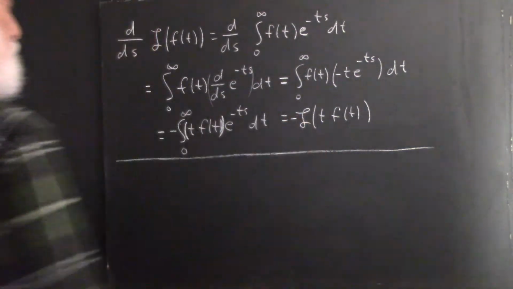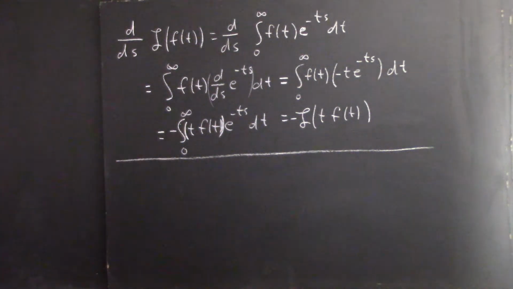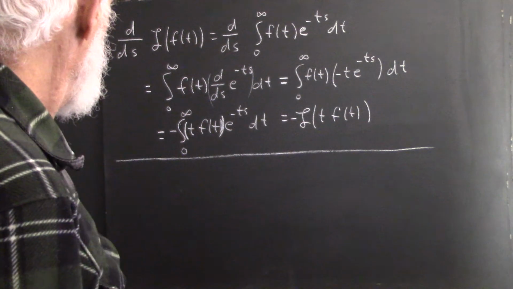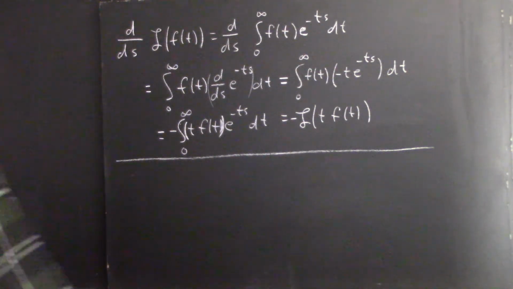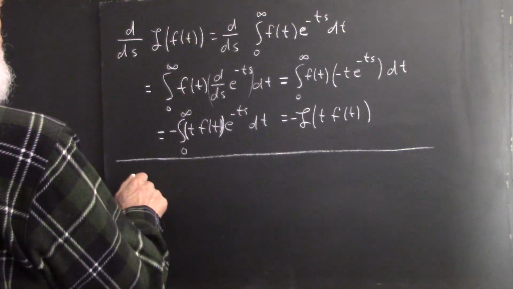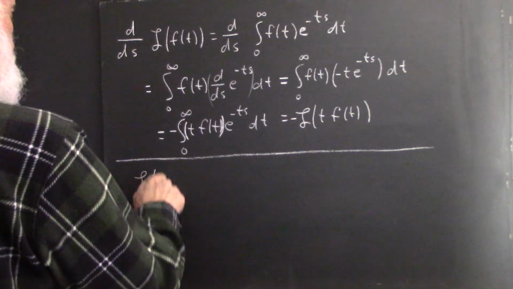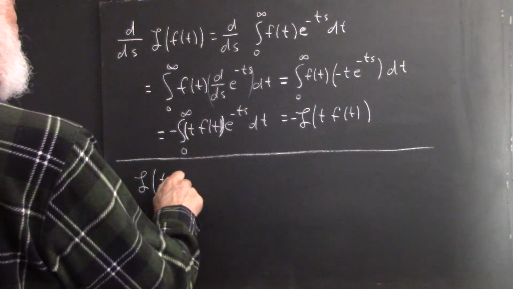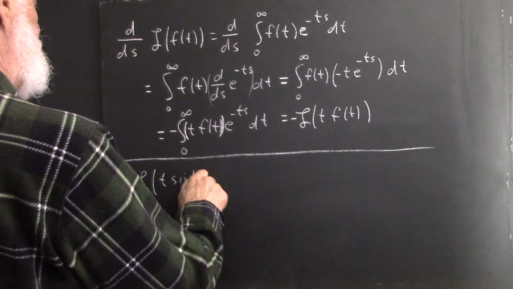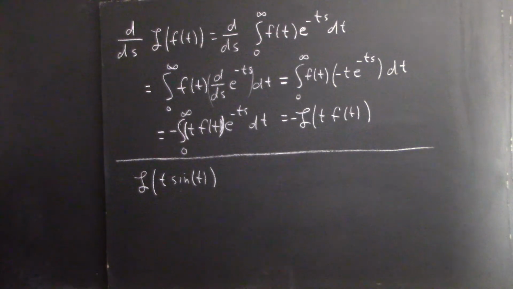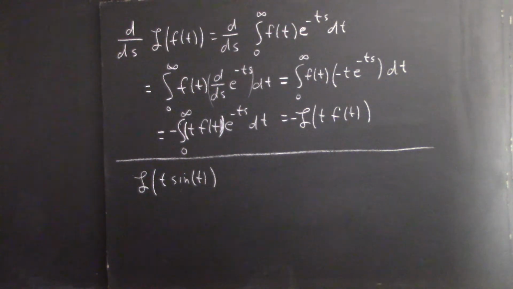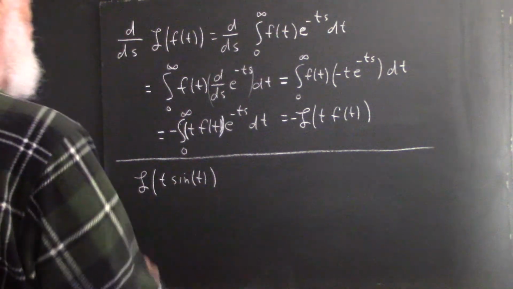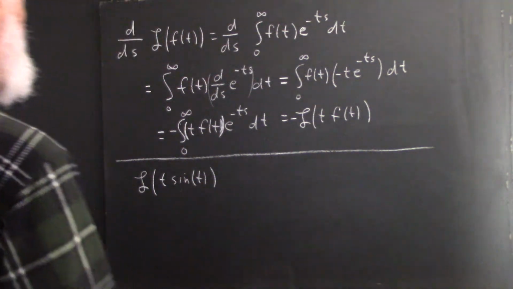And negative. Okay, well, that's easy. That's pretty slick. Let's just apply it. Let's say we want to find the Laplace transform of t sine of t. Now we can look up a formula in a table of Laplace transforms, but this is so easy that we should be able to do it.